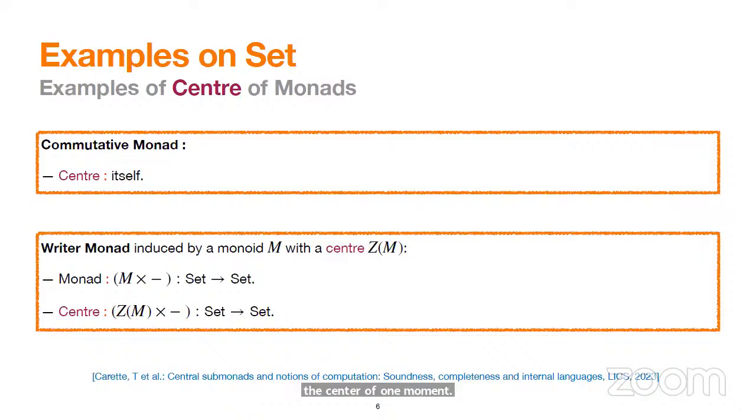If we look at some examples, for example, if we already have a commutative monad, the center should be itself because it commutes with every other element. And moving one step forward, if we have a writer monad induced by a monoid N, which has a center C of N, the monad is this way, and the center is just the writer monad induced by the monoid C of N. So as you can see, these are not quite interesting applications.